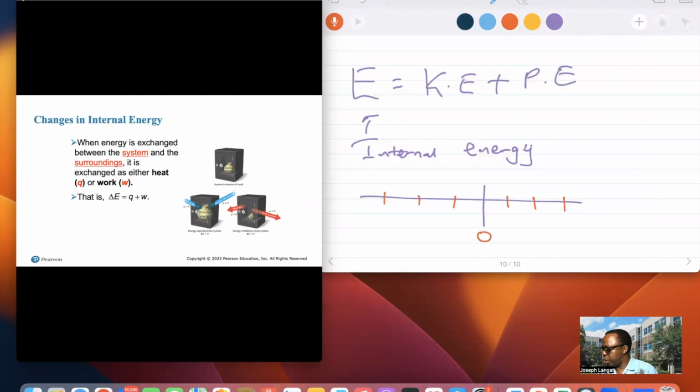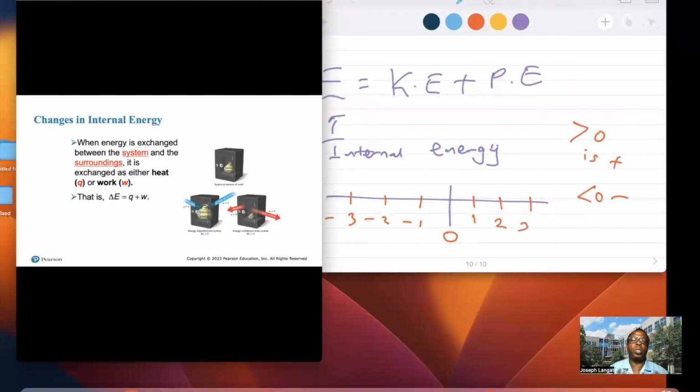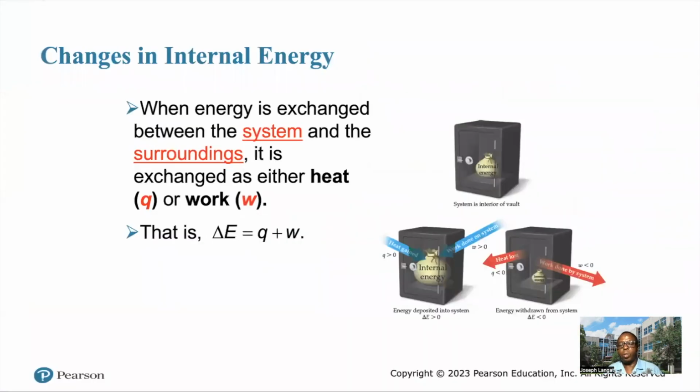Let's say this is 0, this is -1, -2, -3, and this is 1, 2, 3. So anything greater than 0 is positive, and anything less than 0 is negative. There will be a sign convention for this as well, which you need to know. It will affect how you calculate the total internal energy.